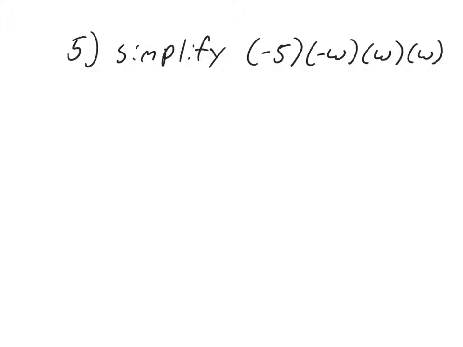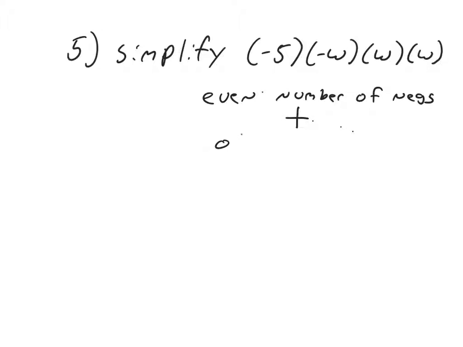On number 5, it's asking us to simplify -5 times -1, or w times w times w. Okay, so the way I like to do these is first I take care of the negatives and the positives, and to do that I just count. Because it's all multiplying, we don't have any adding on here, so we're just going to count, and if we get an even number of negatives, the answer is going to be positive.